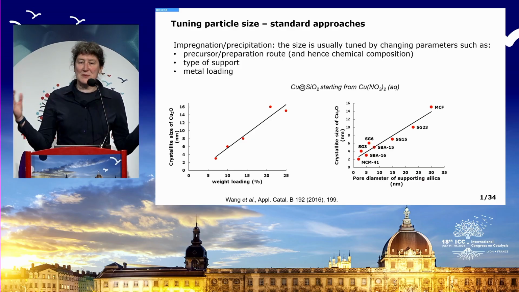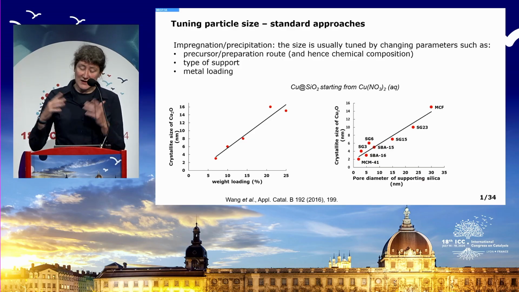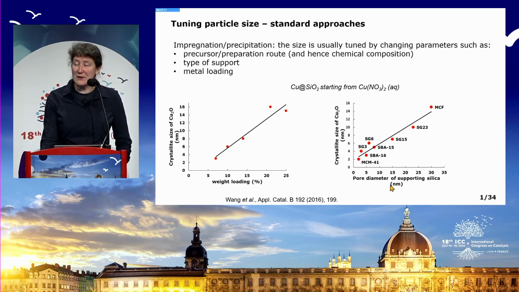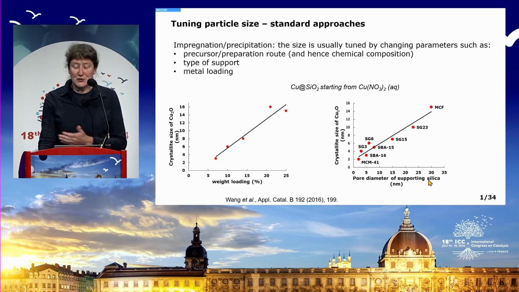And another rather crude way of doing things is also to change, for instance, the pore size. And this is another way of just making sure that you have more of the metal around and that you hence get larger particles. So here you see some experiments where we just varied the pore size of the silica, and we put the same concentration of precursor solution. And also then when you have larger pores, you'll have larger particles.